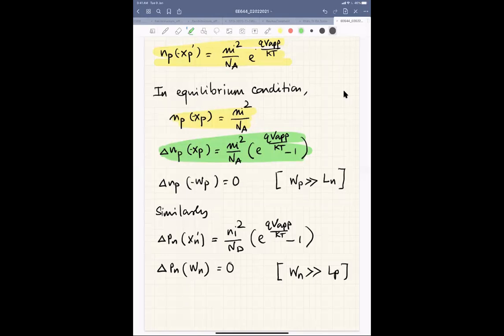But if you go very deep into this area, these minority carriers will recombine, right? If Wp, the length of this base, the length of the P side, is much higher than Ln, the minority carrier length, right?